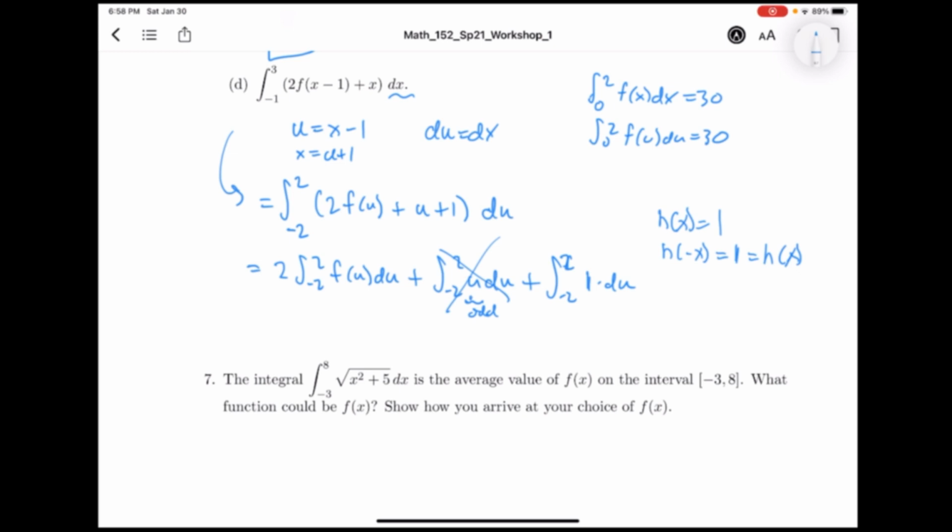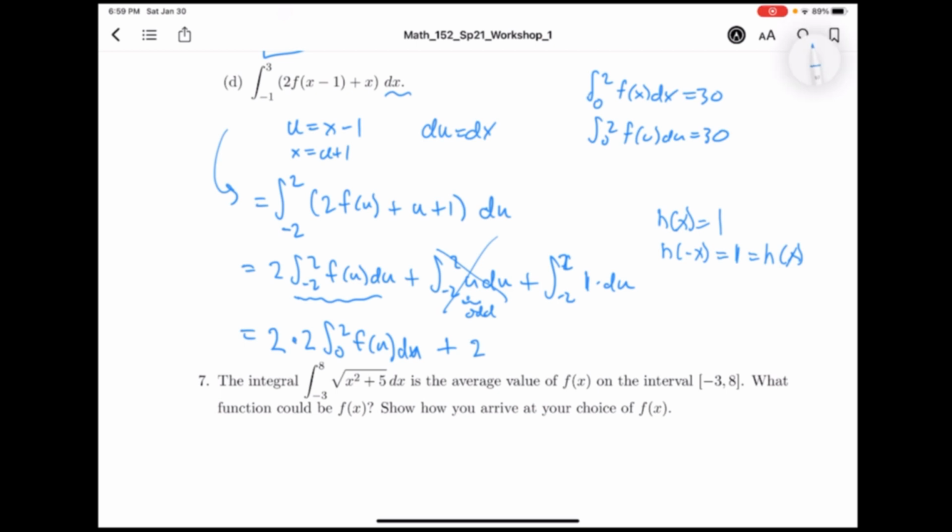Now, what we have to do is use the rule that we know about f of x being an even function, knowing what its value is, to just convert this. So we know that this is going to equal 2 times, I'm going to replace that bracketed part with 2 integral from 0 to 2 of f of u du. And that becomes plus, well, actually I don't need to do it that way.